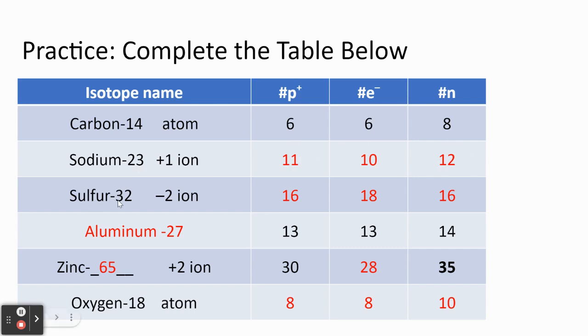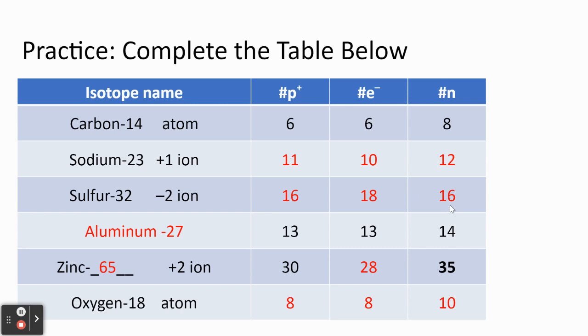Okay, the next one, we've got sulfur 32, and it's got a charge of -2. So we look up sulfur on the periodic table. Its atomic number is 16, so it's got 16 protons. If it were neutral, it would have 16 electrons, but it's got a -2 charge. That means it gained 2 electrons, so now it's got 18 electrons. To figure out the number of neutrons, we would take the mass number, 32, and subtract the atomic number, 16, and that would give us the number of neutrons.